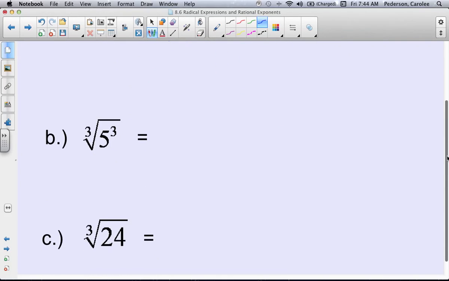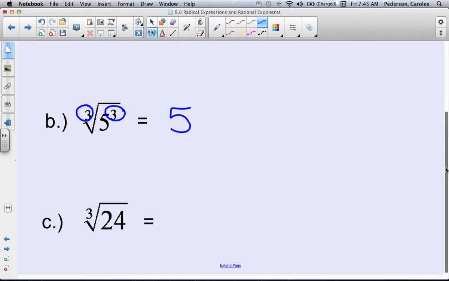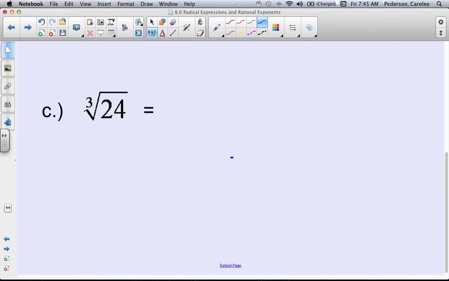Example B is the cubed root of 5 cubed. So now we're looking at problems that have to have a group of 3 in order for it to reduce down. So the third root of 5 cubed, or we also say the cubed root of 5 cubed, your final answer then would just be 5. Next example now is not a perfect cube.